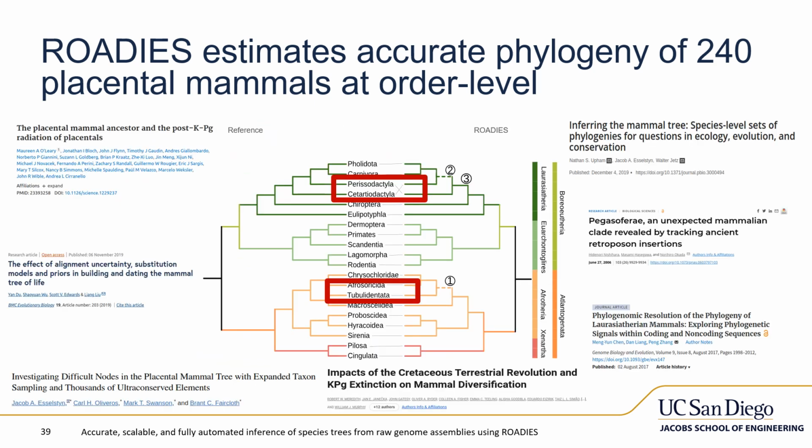Interestingly, some research analyses supported our results, some supported the results proposed by the reference tree, and some proposed a different alternative. This means even scientists have not reached a common conclusion on the correct phylogeny of these highlighted orders. But more or less, ROADIES was able to accurately estimate the relationships for the well-settled orders with fewer debates.